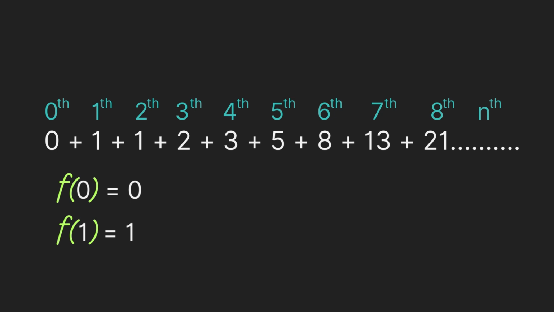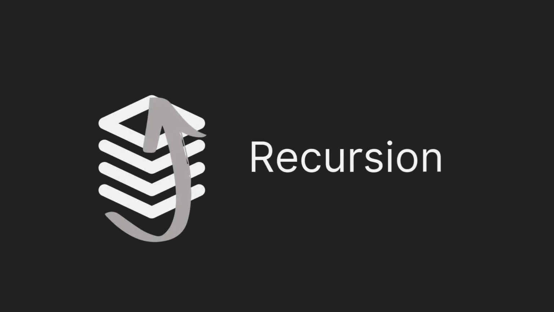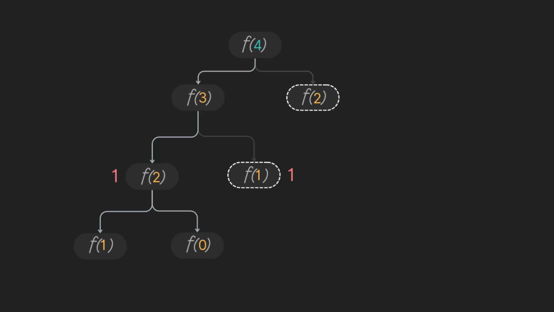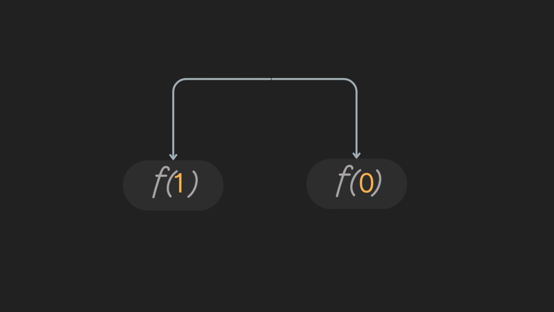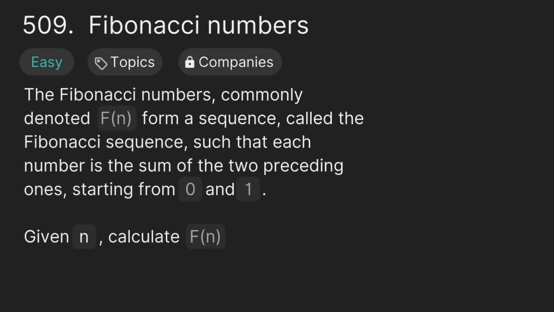To solve this problem, we'll first use recursion, a straightforward and intuitive approach. In recursion, we break the problem into smaller subproblems, where each Fibonacci number is calculated using the previous two numbers. Let's dive into how recursion works for this problem and explore its strengths and limitations.